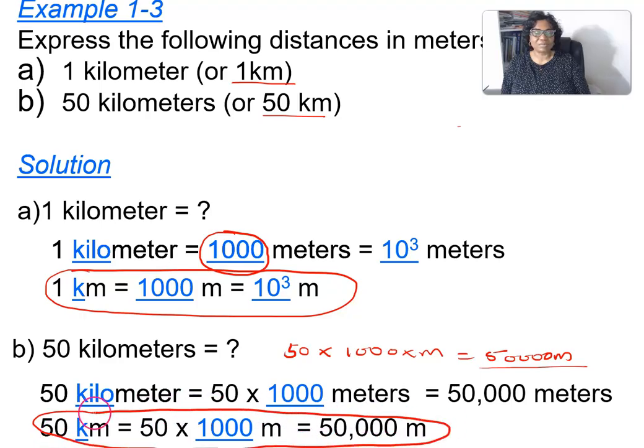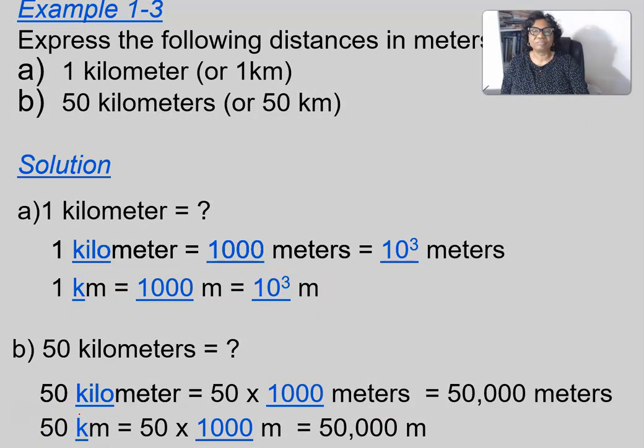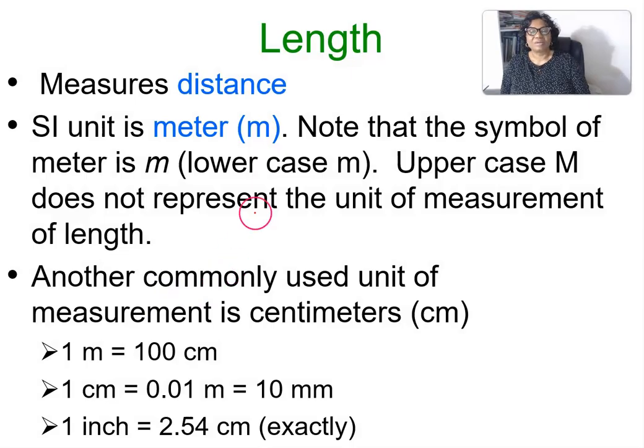I want to write only the symbols. So length, we are looking at the different standard units. Length is used to measure distance. The SI unit for length is meter. Note that the symbol of meter is lowercase m. But uppercase M does not represent the measurement of length. Another common unit for measuring length is centimeter. You see, centi has a value of 0.01.